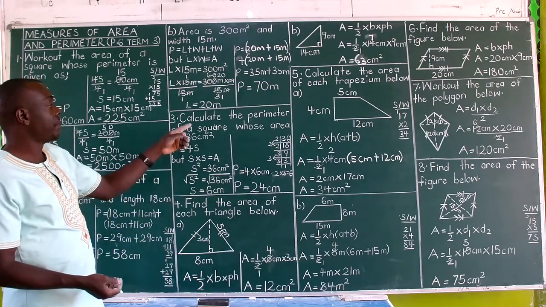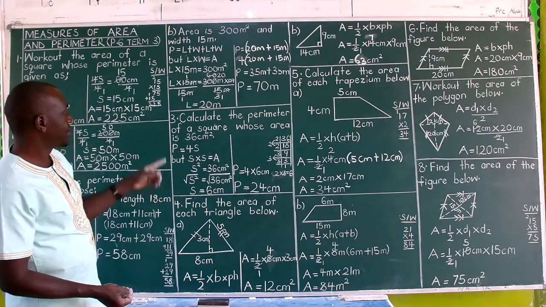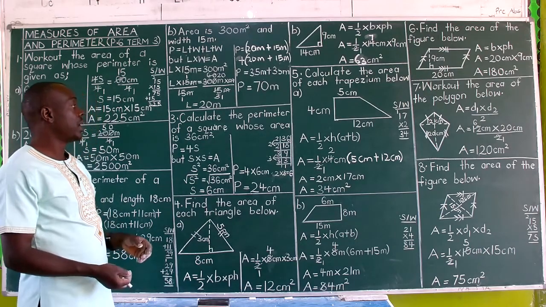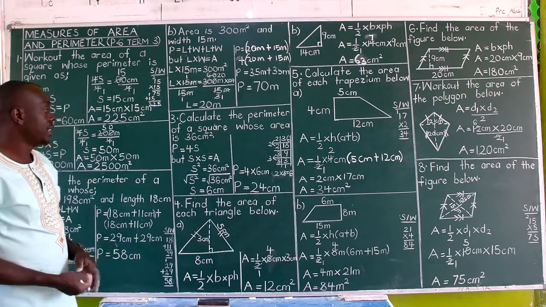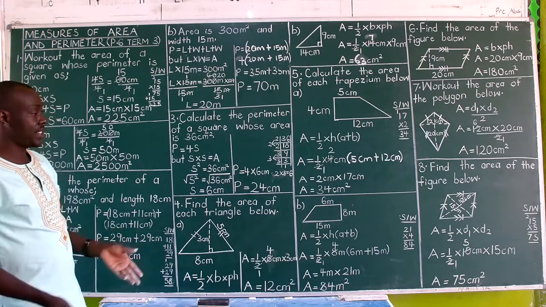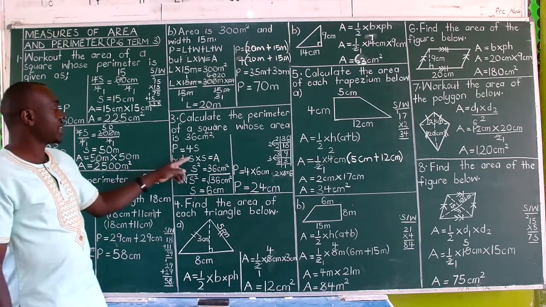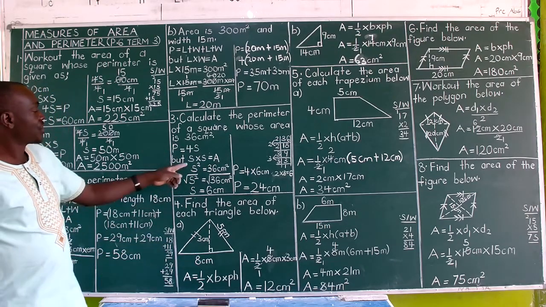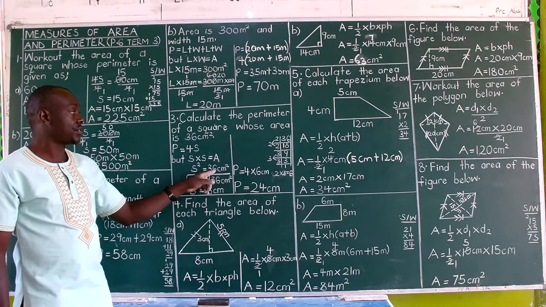It reads, calculate the perimeter of a square whose area is 36 centimeters squared. So this time around, you are given the area of a square to find the perimeter. So you say the perimeter you're asking for is 4 sides, 4 equal sides, that is. But I don't have a side. You say, but side times side is called area. Side times side means side squared. So, side squared equals the area of 36 centimeters squared.